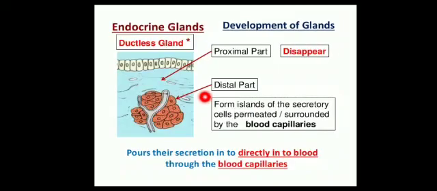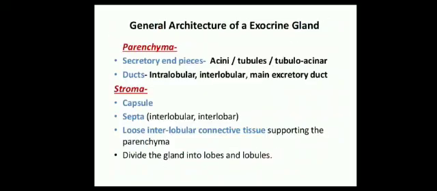In the case of endocrine glands, which are the ductless glands, the proximal part disappears, while the distal part forms islands of secretory cells surrounded by blood capillaries. These are the secretory cells and these are the blood capillaries. So, the endocrine glands are ductless glands and they pour their secretions directly into the blood capillaries.